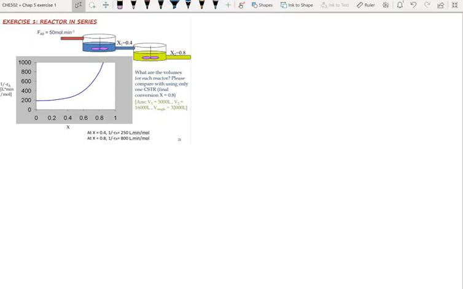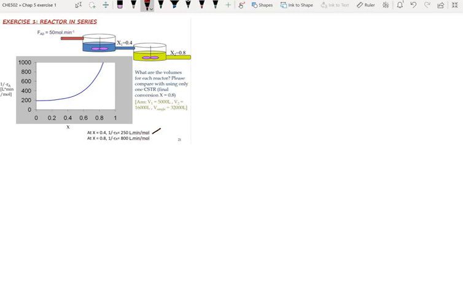This is exercise 1, CSTR in series. You have two CSTRs in series. The question is, what are the volumes for each reactor? Please compare with using only one CSTR with a final conversion of 0.8. The final answer is given here.